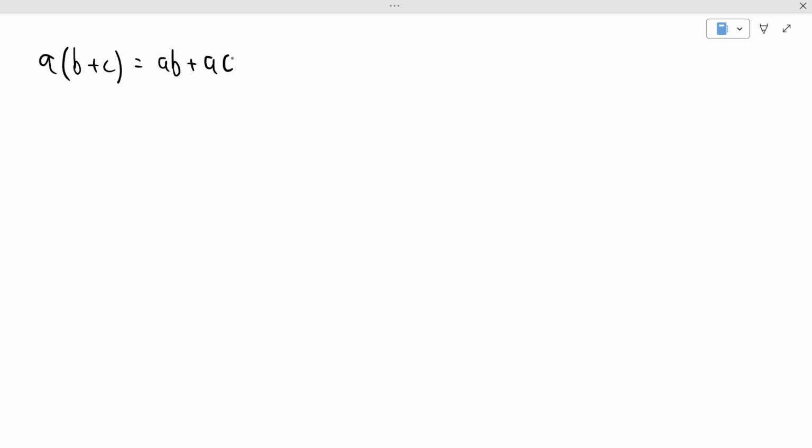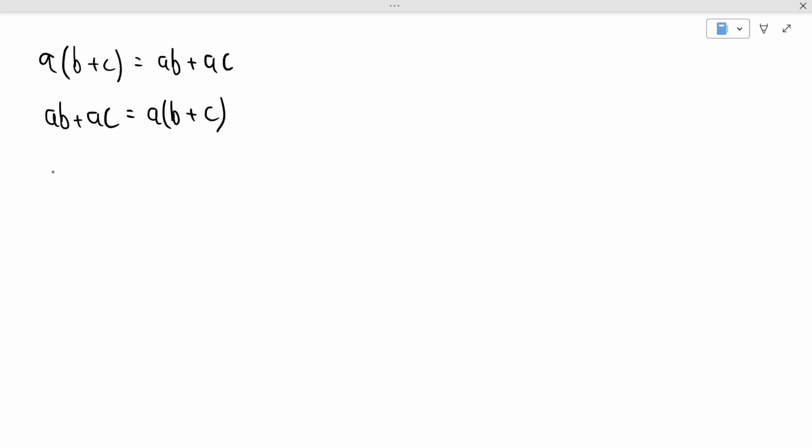polynomials. Since a times parentheses b plus c is equal to ab plus ac, it stands to reason that we can go back and say that ab plus ac is equal to a times parentheses b plus c. We will use this formula to factor polynomials. The idea here is that ab and ac have an a term in common, and we factor out the a to rewrite ab plus ac as a times parentheses b plus c. We will apply this principle to factor polynomials in the next few examples.